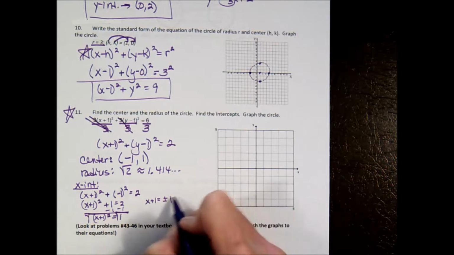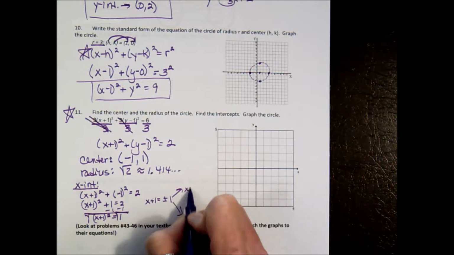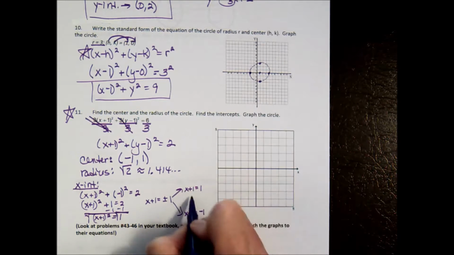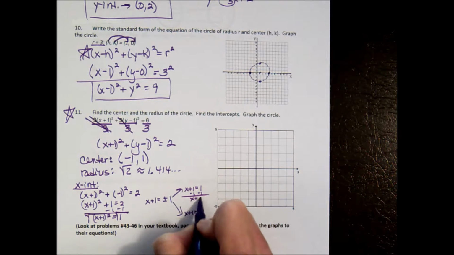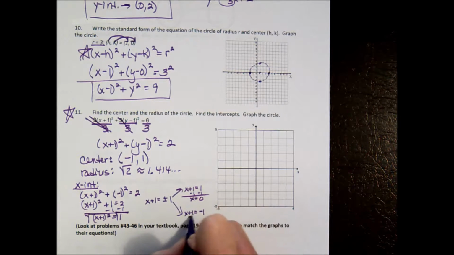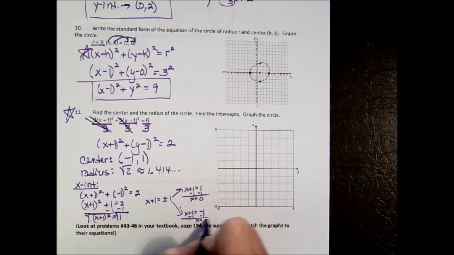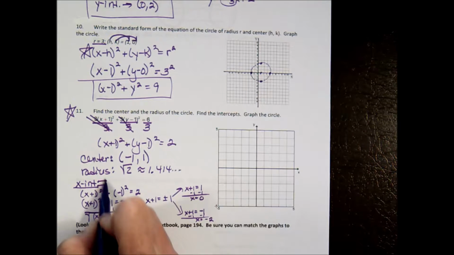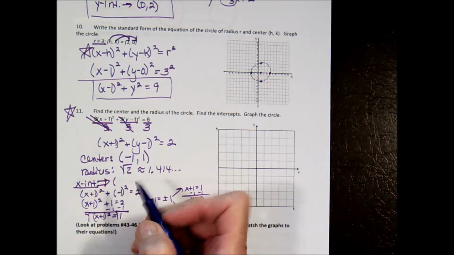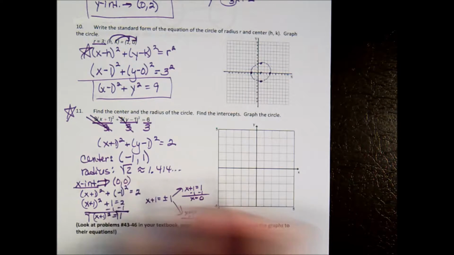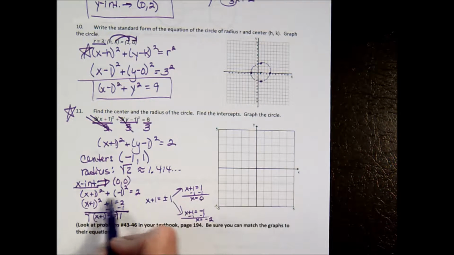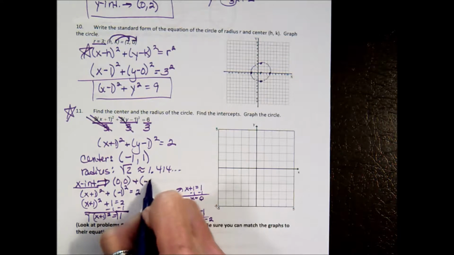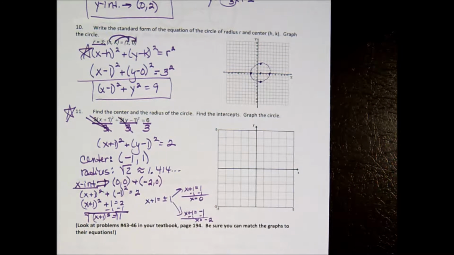So we're going to split this. x plus 1 equals positive 1, x plus 1 equals negative 1. I subtract here and I get x equals 0. I subtract here and I get x equals negative 2. So what does that mean my x-intercepts are? It means that I have the point (0, 0), because x is 0 and I let y be 0 to find it. And I have the point (negative 2, 0). So those are my x-intercepts.